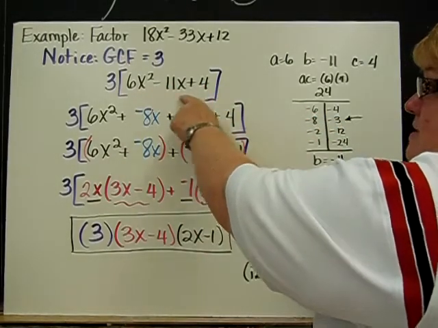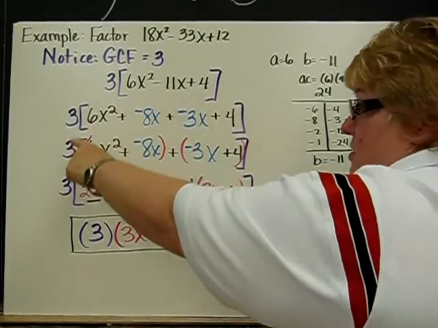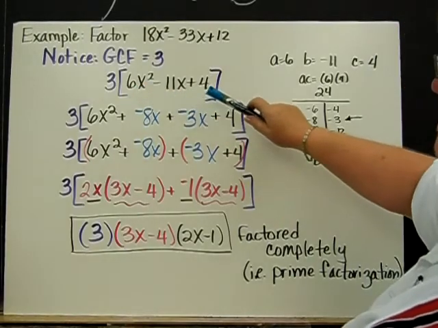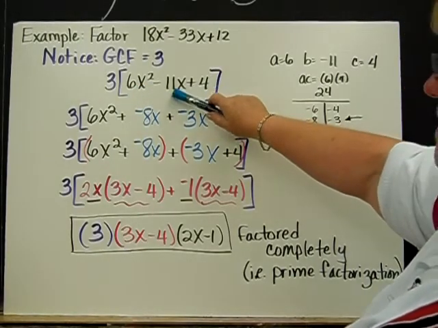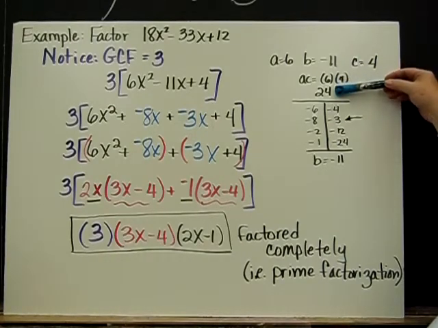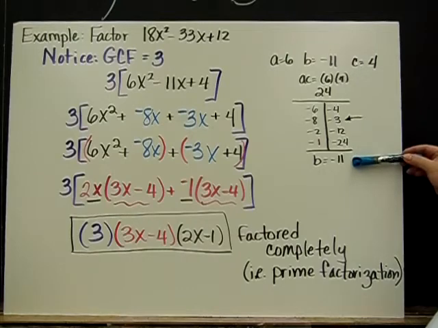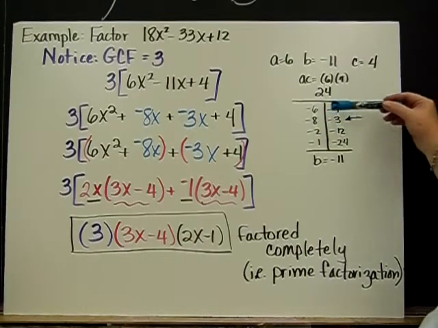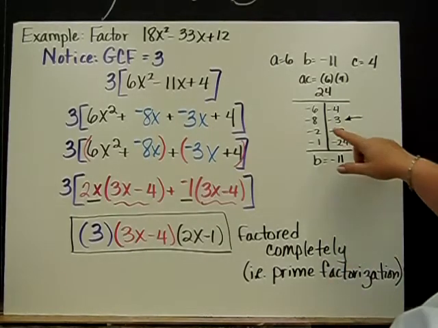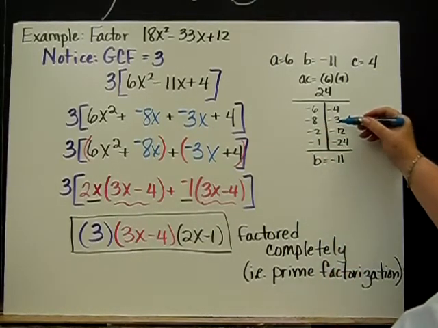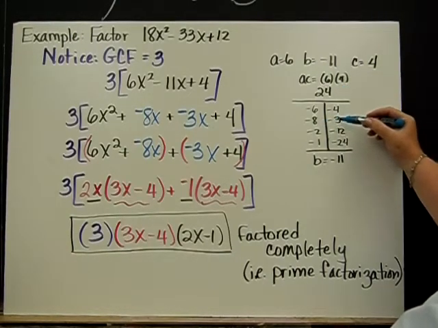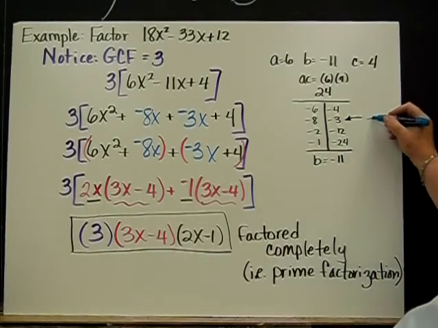Now we're going to work with this polynomial, and we're going to keep the 3 in the problem, but we're basically going to ignore it. So A is 6, C is 4, B is a negative 11. So we ask ourselves what multiplies to give us 24, and will add to give us a negative 11. And we write down some of the factors of a positive 24. And we see that a negative 8 times a negative 3 gives us a positive 24. And when we add a negative 8 and a negative 3, we get a negative 11.